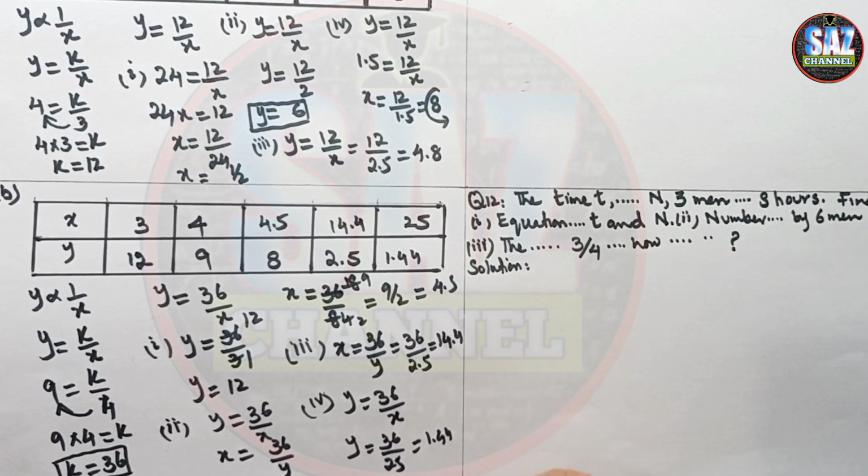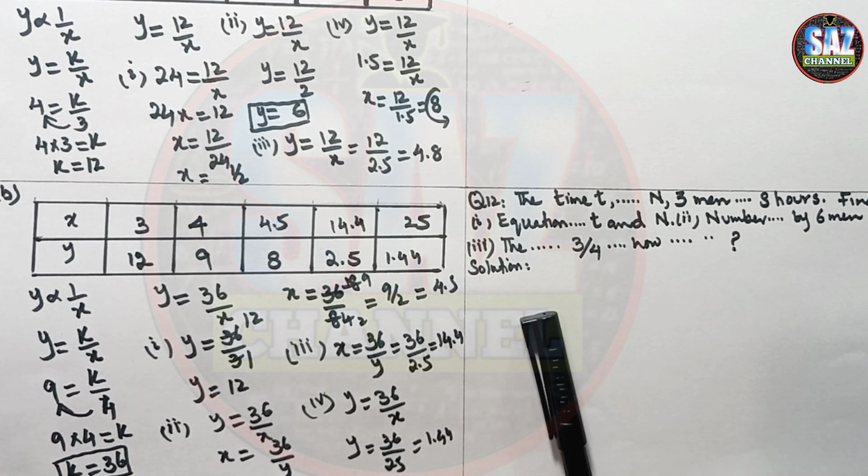I hope you are clear about how to connect two variables in an equation when they are in inverse proportion, and how to complete the table values. Let's move to the next question, and let's read the question first.